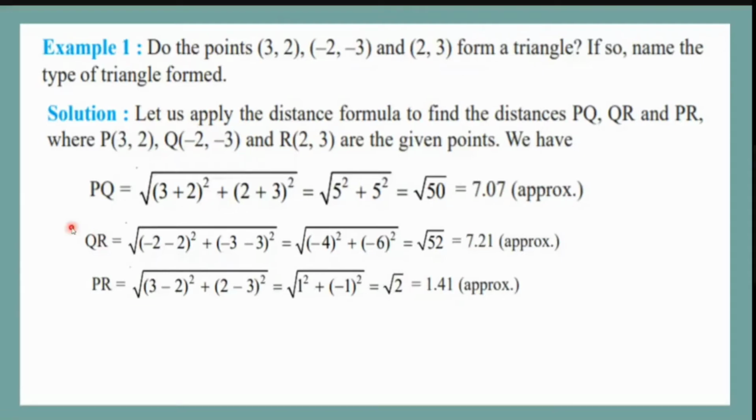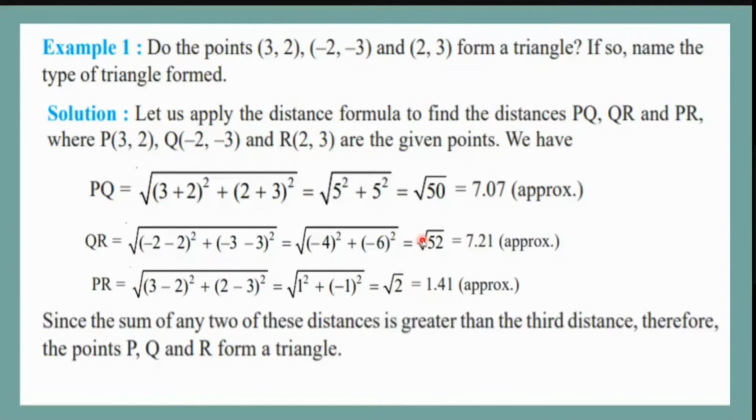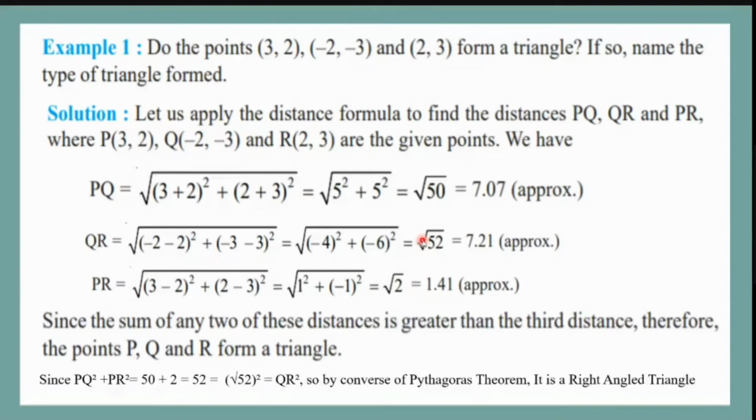What is PQ square? PQ square is equal to root 50 whole square, which is equal to 50. QR square is root 52 whole square, which is equal to 52. PR square is root 2 whole square, which is equal to 2. Can something strike you about what kind of triangle it is? Find PQ square plus PR square. It will be equal to 50 plus 2, which is 52. This is equal to root 52 whole square, and hence PQ square plus PR square is equal to QR square. So by the converse of Pythagoras theorem, it is a right angle triangle. So this is how we have found out what kind of triangle it is.